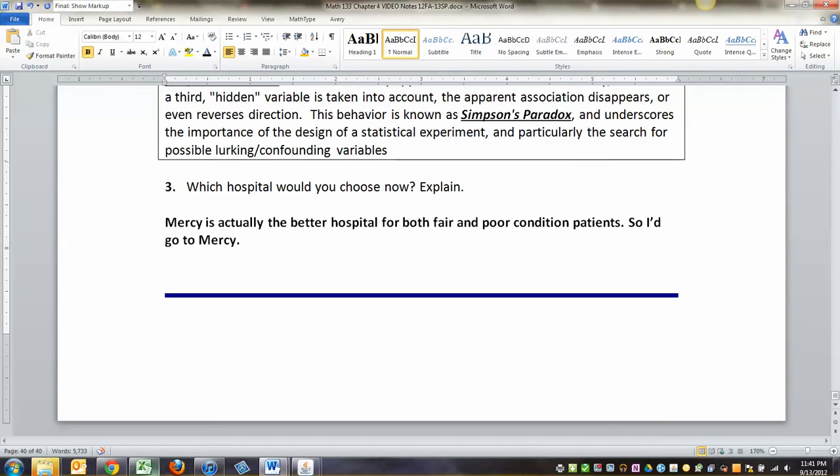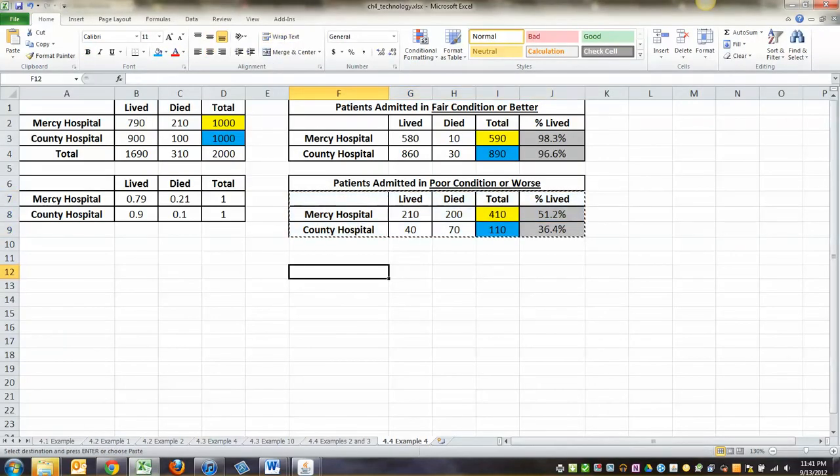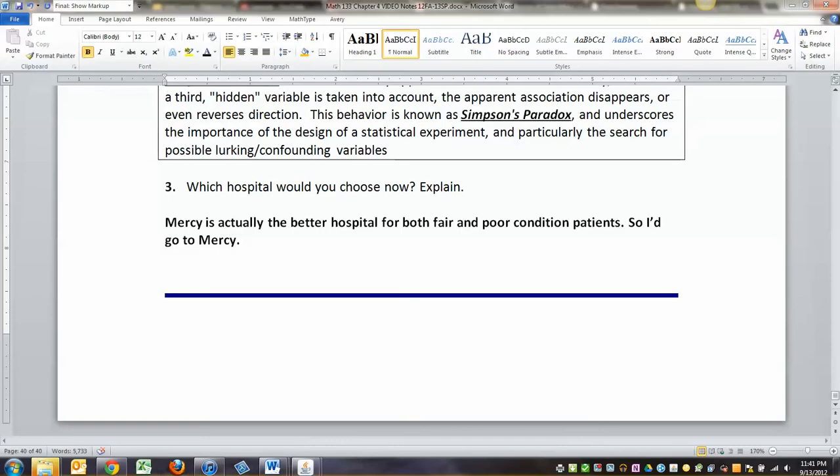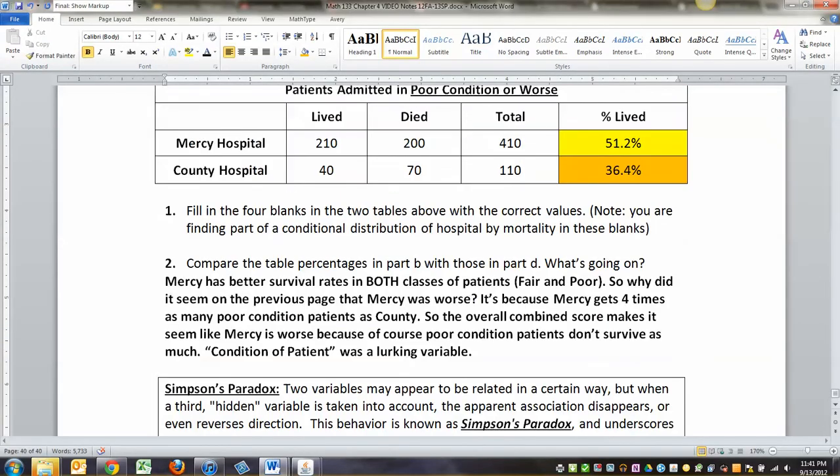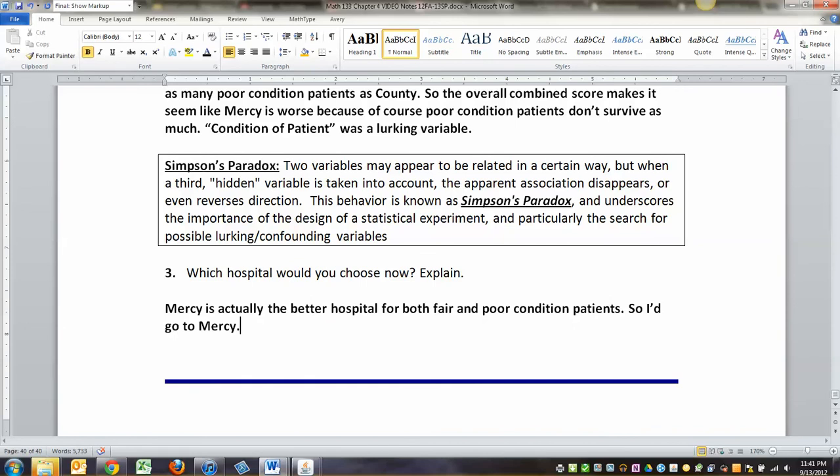All right, now we are all done with Chapter 4. Now you may save and close and upload your Chapter 4 file. All right, and we are done with these lecture notes. I will see you back here for Chapter 5. We begin our probability journey. Chapters 5, 6, and 7, all probability. See you then.